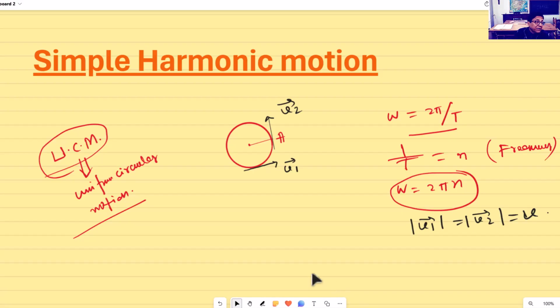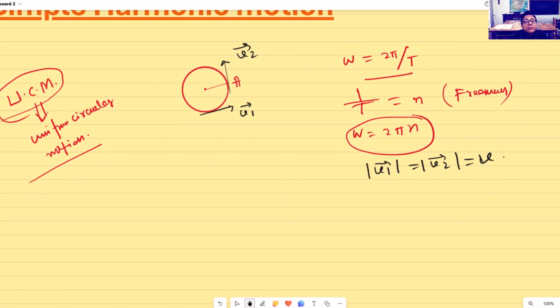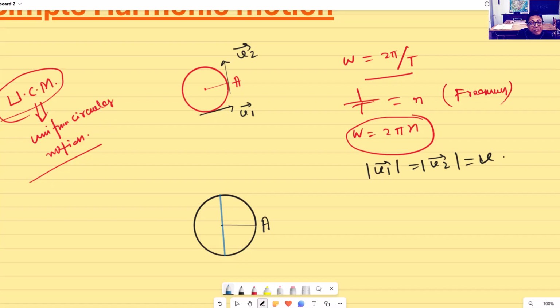Our aim is to discuss simple harmonic motion. Why have I started from uniform circular motion? That you have to understand. In this uniform circular motion, we can find the motion of another particle. Just consider circular motion on this circle where a particle starts its motion from the point A. This is the vertical diameter.